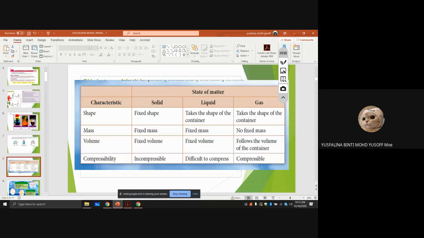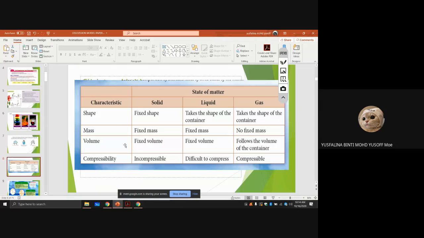So let's see the characteristics of solid, liquid, and gas. For the solid, it has a fixed shape. For the liquid, it will take the shape of the container, and the gas also takes the shape of the container. For the mass, solid has a fixed mass, liquid also has a fixed mass, but the gas has no fixed mass.